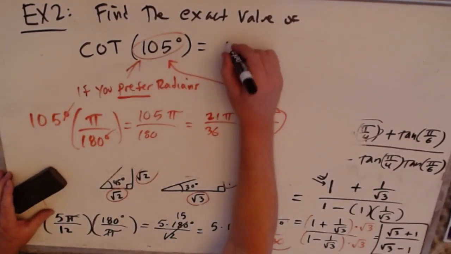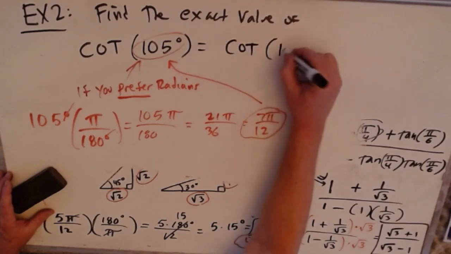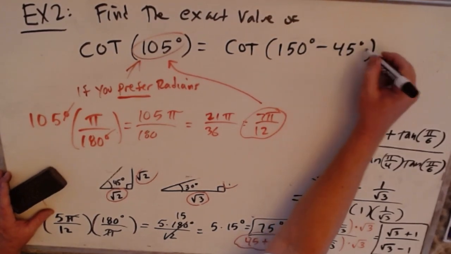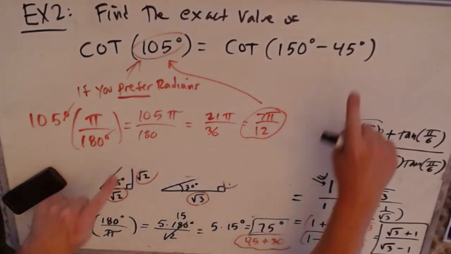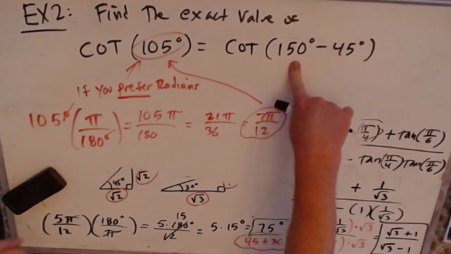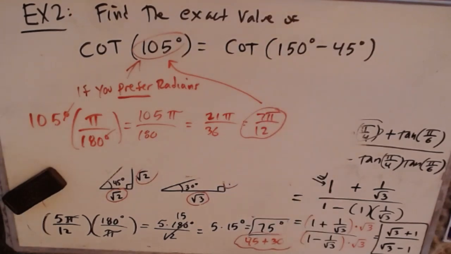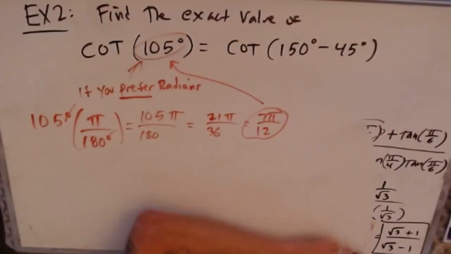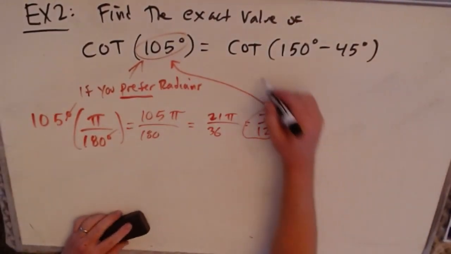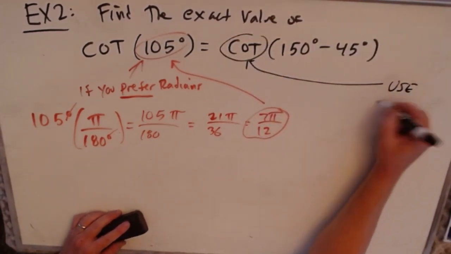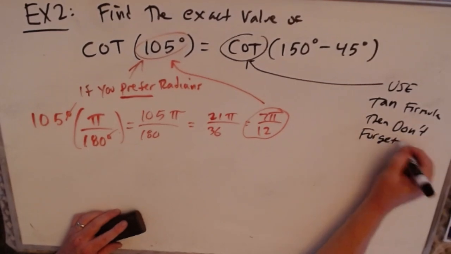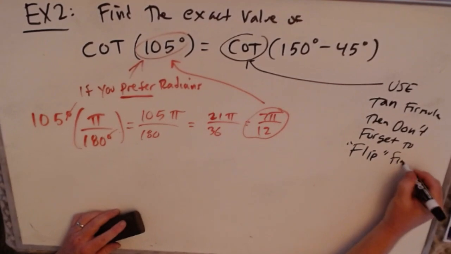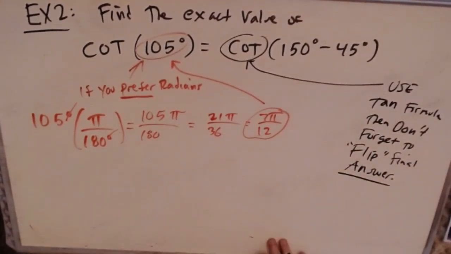I'm actually going to keep working in degrees. So this is going to be cotangent of 150 degrees minus 45 degrees. That's how you get 105. Or you could do it in radians. 45 would be pi over 4. 150 would be what, 5 pi over 6 or something? I'll leave that to you if that's your choice. Okay, we don't have a formula for cotangent, so you're going to use the tangent formula. Then don't forget, I almost forgot last time, don't forget to flip your final answer. Reciprocal.